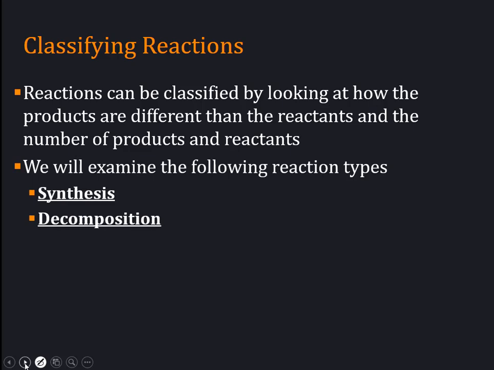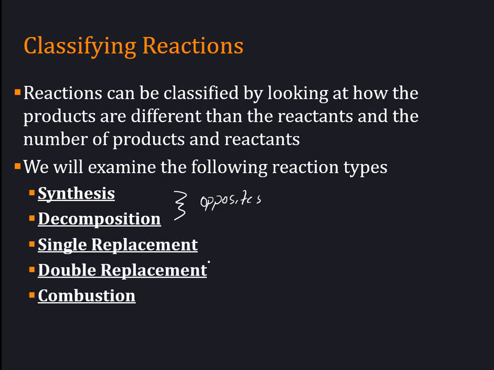kinds of reactions. Now there's 5 different kinds of reactions: synthesis and decomposition. These two are opposites of each other. So synthesis brings things together and forms a more complex compound, and decomposition breaks things apart and usually forms a less complex compound and 2 or more substances.